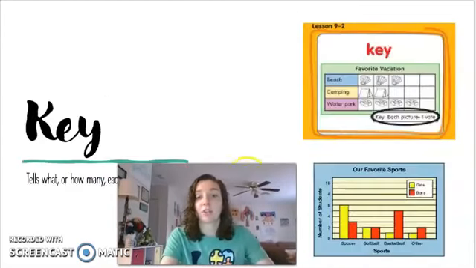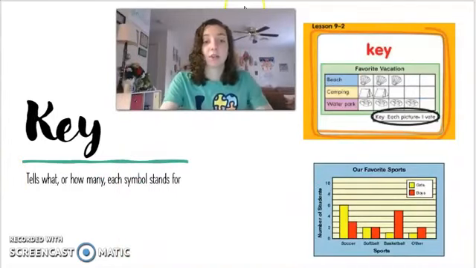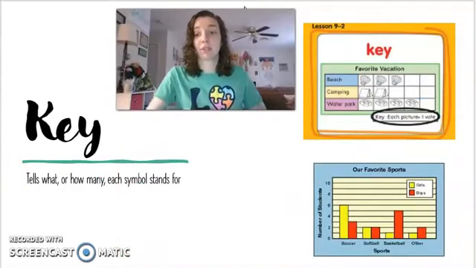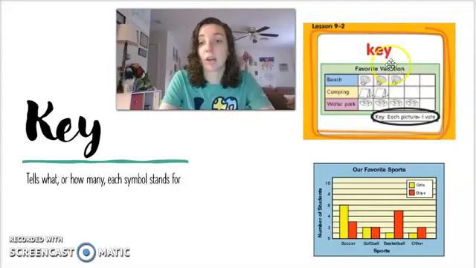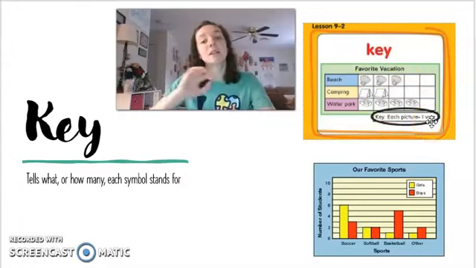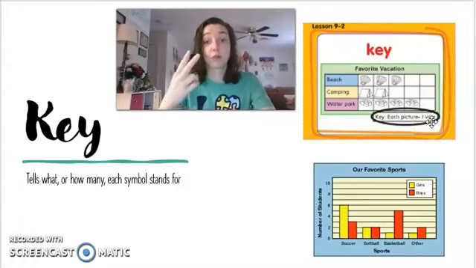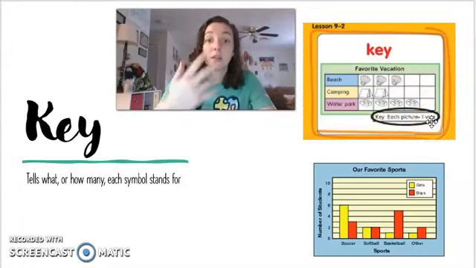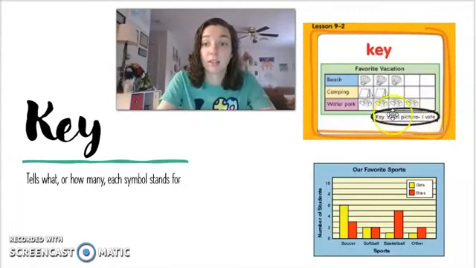All right, so like I was just saying, the key tells what or how many each symbol stands for. So like I said, each picture is worth whatever the key says it is. So for example, in the last graph, it said that each picture was worth 2 votes. Okay, so we had to know that a pencil was worth 2. In this one, each picture is just worth 1, so we know that each time we count a picture, we can just say 1. We just count by 1.